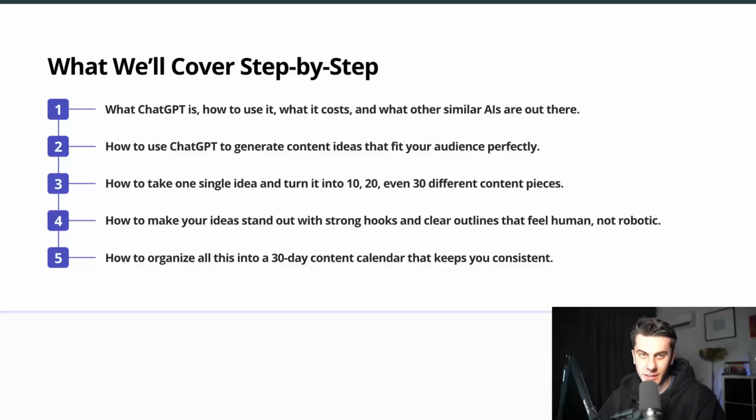What ChatGPT is, or any other AI tool for that matter, how to use it, what it costs, and what other similar AIs are out there. How to use ChatGPT to generate content ideas that fit your audience perfectly. How to take one single idea and turn it into 10, 20, even 30 different content pieces. How to make your ideas stand out with strong hooks and clear outlines that feel human, not robotic. How to organize this all into a 30-day content calendar that keeps you consistent. By the end of this video, you'll have a system that lets you create months of content in hours, not weeks. Let's start from the top.